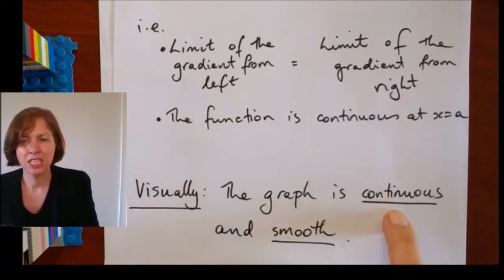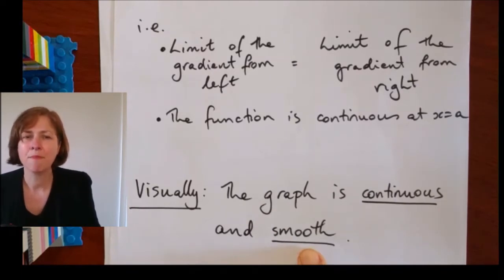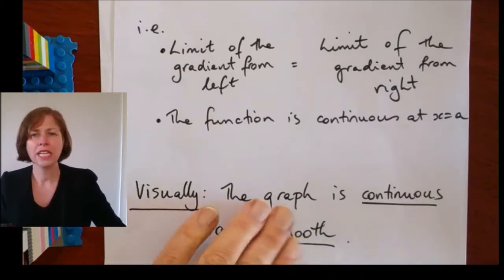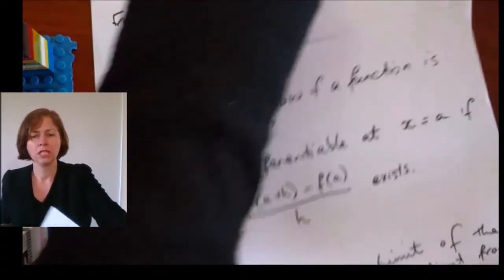Visually, what that means is that my graph is going to be continuous and it's going to be smooth. Now the continuous part means there's no gaps. I don't lift my pen off. The smooth part means that my gradient doesn't change suddenly with a sharp corner. And I'm going to illustrate those two things, continuous and smooth, using this example.